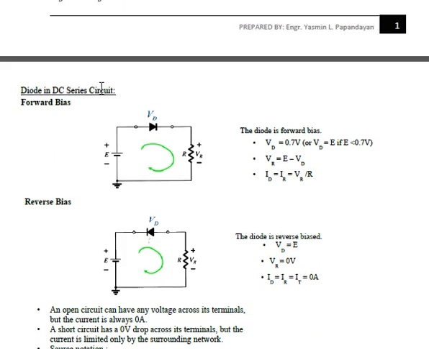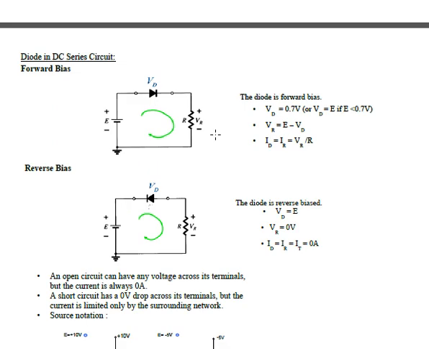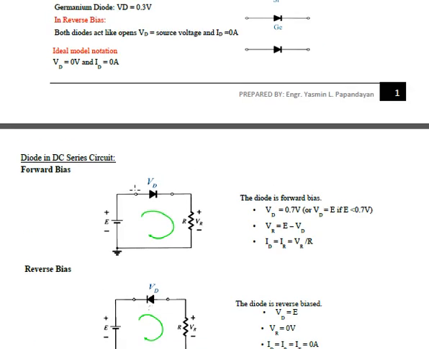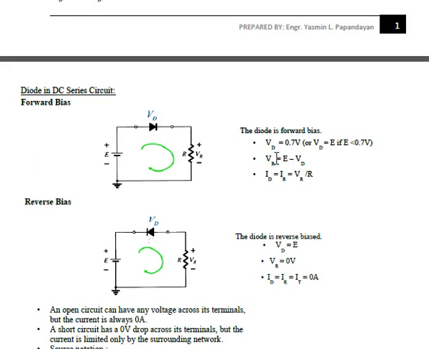Okay? So here, we have this certain method on how to calculate the certain parameters of a certain diode connection. So we have here a diode in a DC series circuit. So assuming that it is forward bias, the positive of the diode is connected to the source voltage and the negative of it is connected to the resistor. So if you perform a KVL here, what we'll do is VR, the voltage across R1, is equal to E minus VD.